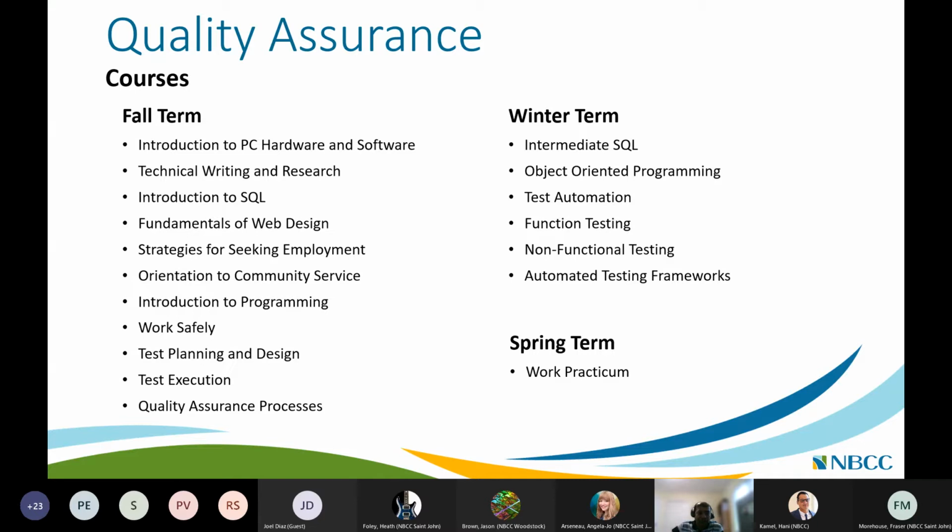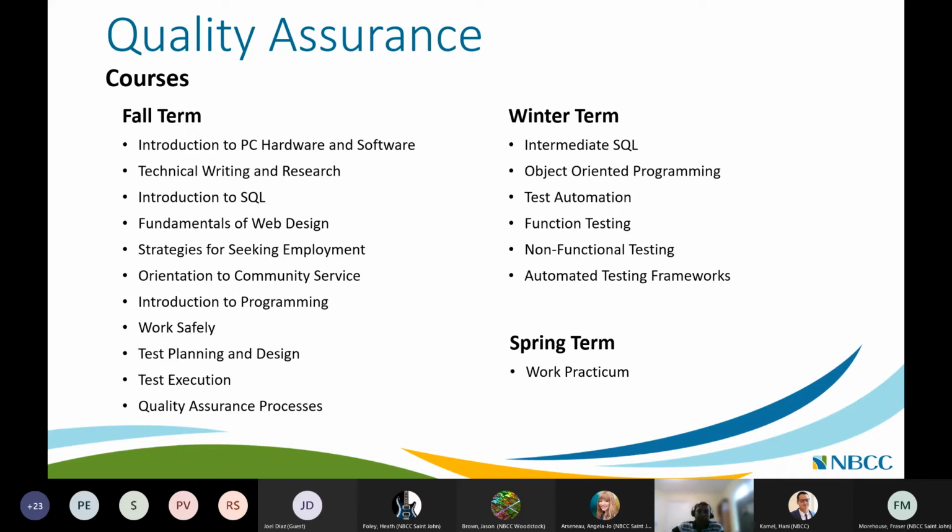In the first term, we'll be learning introduction to PC hardware and software, technical writing, introduction to SQL, fundamentals of web design, strategies for seeking employment, orientation to community service, and introduction to programming. We did introduction to programming until now with Java, but from the next term, we are going to go with C# to align ourselves with all the other programs. Work safely, test planning and design, test execution, and quality assurance process. These will all be in the fall term.